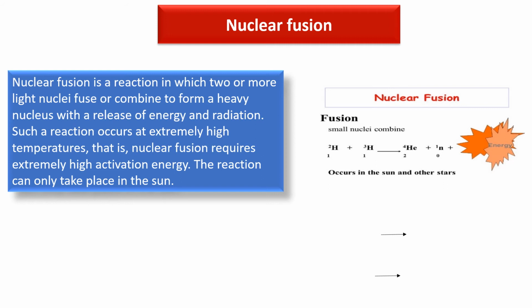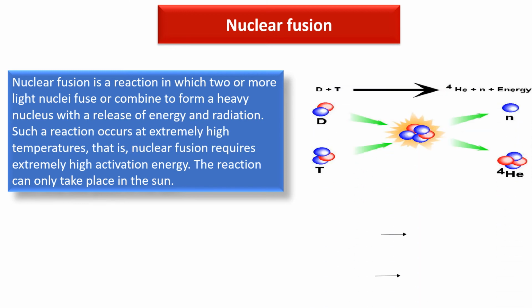And this kind of reaction can only occur in the sun or other stars, I beg your pardon. So what do you see here? We see small nuclei combining together to form a heavy one. The mass number of helium is greater than the mass number of the two reactants. Another one is deuterium and tritium reacting together to form helium and 1 mole of neutron with the release of energy.